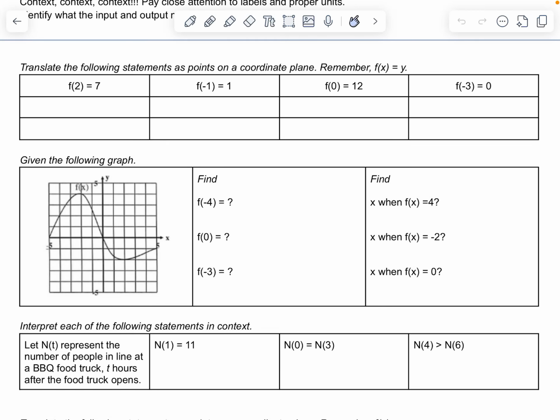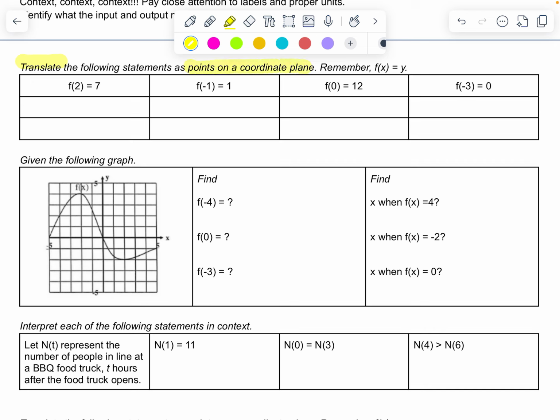All right, so the back side of our 0.1 notes on just looking at function notation here, breaking things down. We have this first question here. I want to make sure we read the question in the situation as much as possible. I'm going to translate the following statement as points on a coordinate plane.